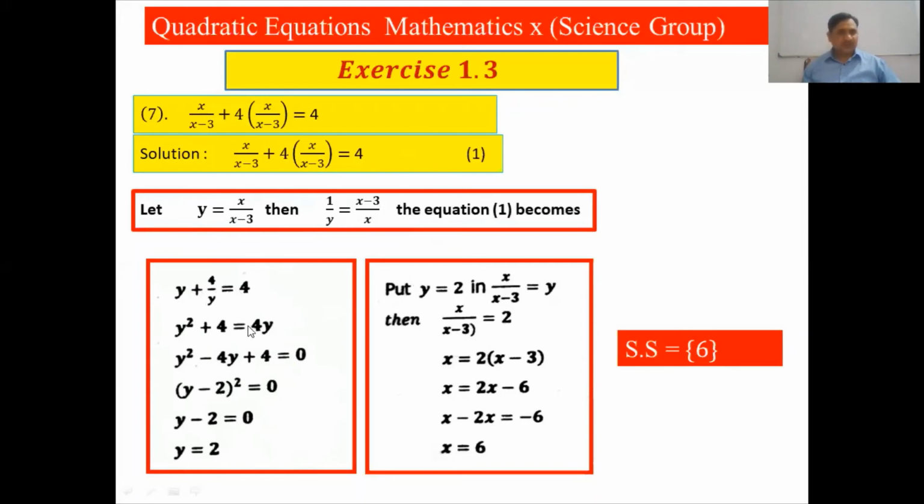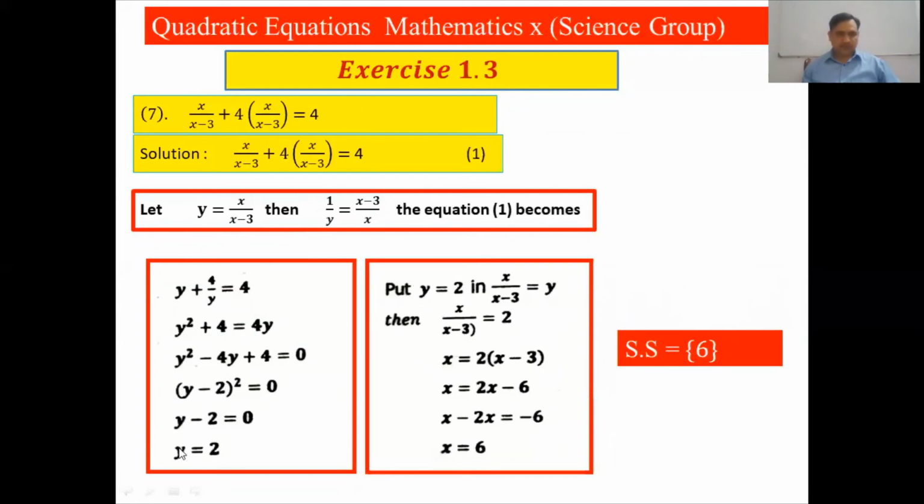Now shifting 4y to the left-hand side and writing the equation in the standard form of the quadratic equation, we have y² − 4y + 4 = 0. This can be written as (y − 2)². Here is y², this term is 2 into y, and the last term is 2, since 4 can be written as 2². So we write the whole term as (y − 2)² = 0. Taking the square root on both sides, we have y − 2 = 0.